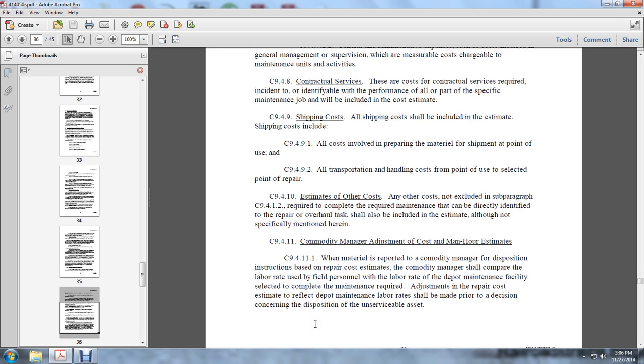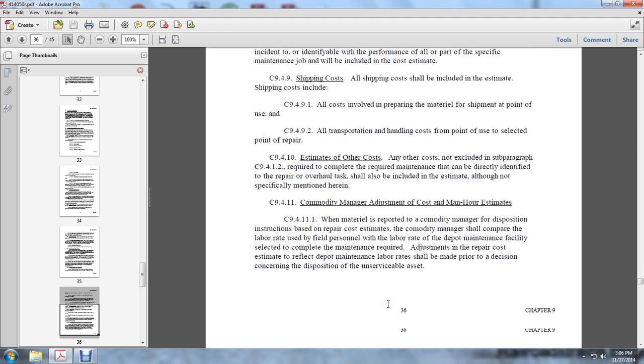Commodity manager adjustment in cost of man hours. When material is reported to the commodity manager for disposition instructions based on the repair cost estimates, the commodity manager shall compare the labor rate used by the field personnel with the labor rate of the depot maintenance facility selected for completion of the maintenance required. Adjusting the repair cost estimate to the depot maintenance labor rates should be applied to the decision concerning the disposition of the unserviceable asset.